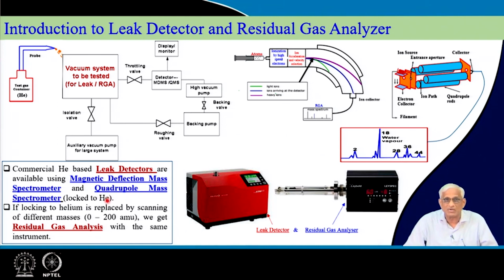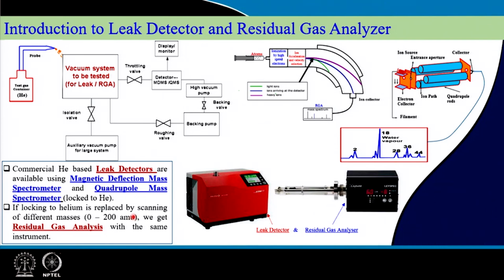If they are locked to helium, they can be used to find the leaks. If they are not locked, they will produce the spectrum, and it can be 0 to 200 AMU, which is a very useful tool in semiconductor technology, because which gases we are using, under what conditions we are growing this chip, is very important. That time this is not a troubleshooter, this is the actual chemical signature.